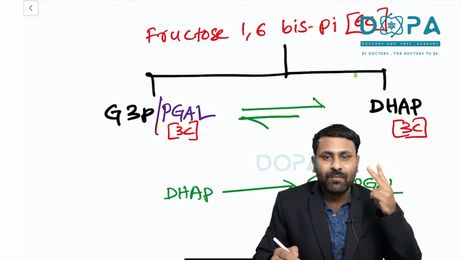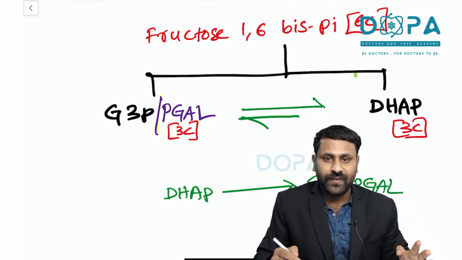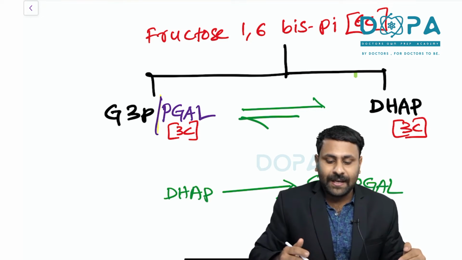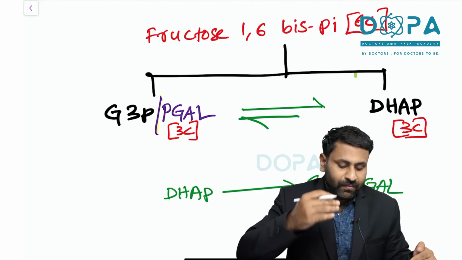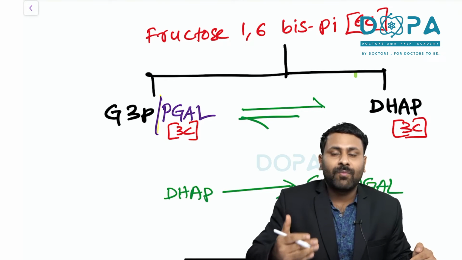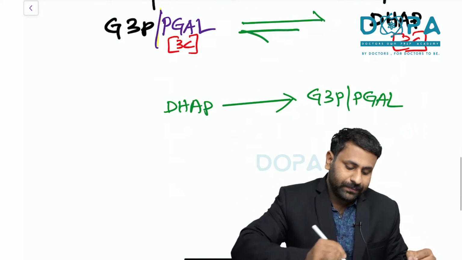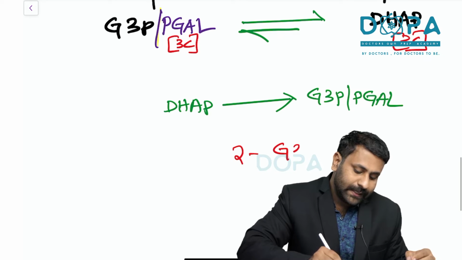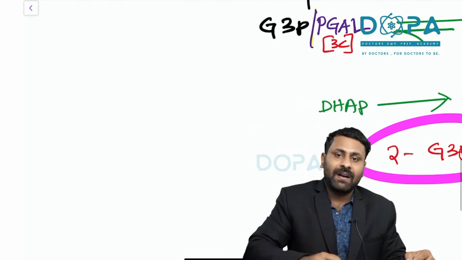Thus, totally how many molecules of G3P? 2 molecules. 1 molecule is already present, formed from fructose 1,6-bisphosphate. During the next step, DHAP, or dihydroxyacetone phosphate, is again isomerized to form 1 extra molecule of G3P. Thus, totally 2 molecules of G3P are formed.